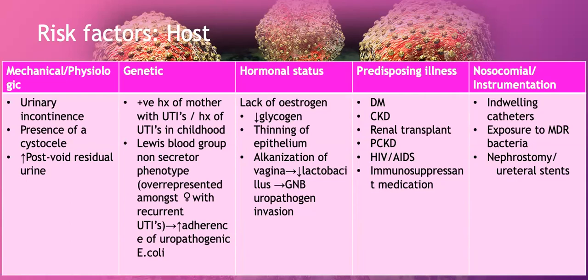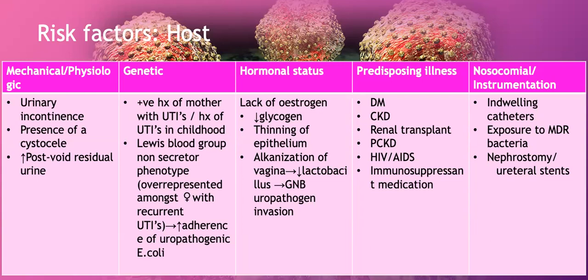And then hormonal status, which is important in postmenopausal women, where there's lack of estrogen leading to decreased glycogen and thinning of the epithelium, and subsequent alkalization of the vagina, which decreases the lactobacillus, and then basically leads to GNB uropathogen invasion.